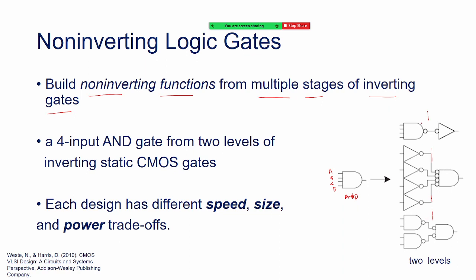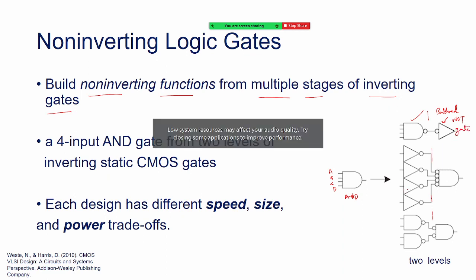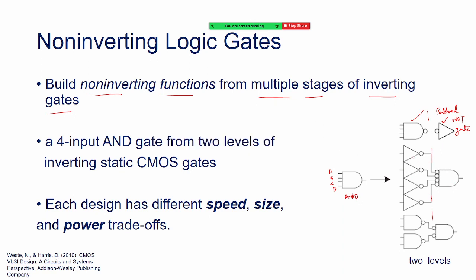So the first way is that I will use these NAND functions and then use what is called a bubbled NOT gate, or bubbled inverter, simply say that. Another way is that I will use 4 inverters first and then what is called a bubbled AND logic.